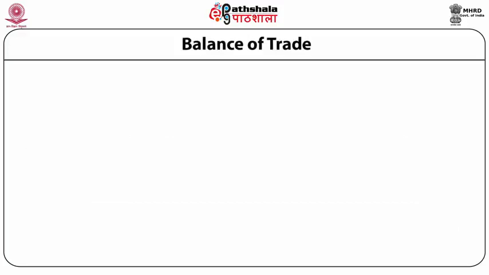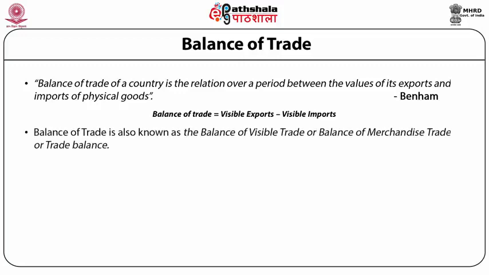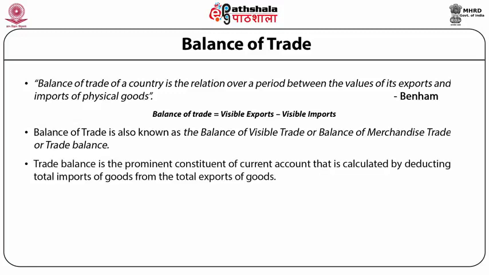Balance of trade. In the words of Benham, balance of trade of a country is the relation over a period between the values of its exports and imports of physical goods. So the balance of trade is equal to visible exports minus visible imports. Balance of trade is also known as balance of visible trade or balance of merchandise trade or trade balance. So this is one and the same thing. Trade balance is a prominent constituent of current account that is calculated by deducting total import of goods from the total export of goods.